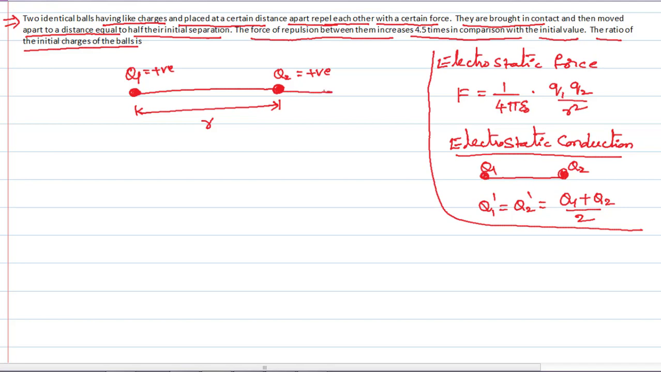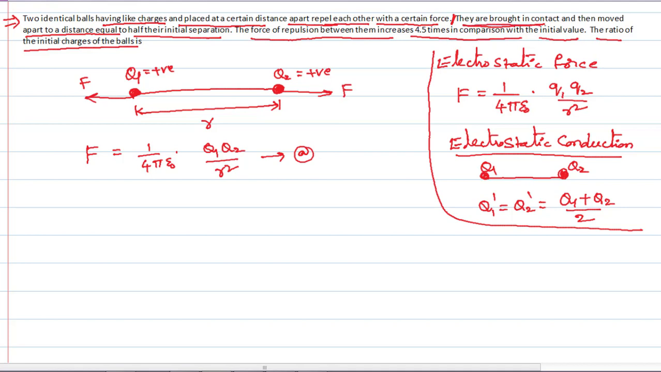Repel each other means their repulsion is going on. That repulsive force is nothing but the electrostatic force. Due to this repulsive force, the force is F equal to 1 by 4 pi epsilon naught into Q1 Q2 divided by R square. This is equation number A. Up to this point, half of the problem is completed.